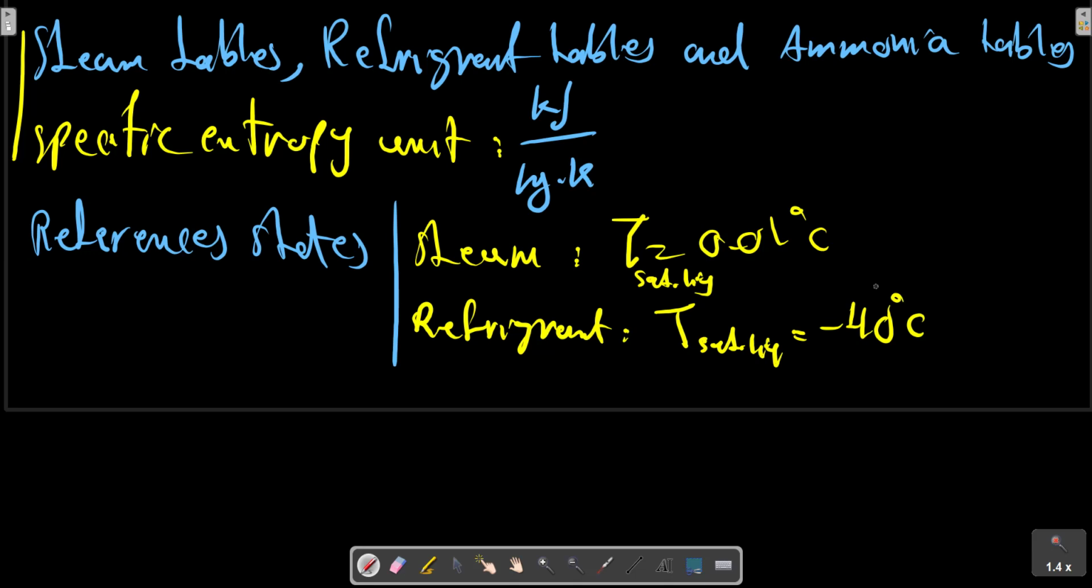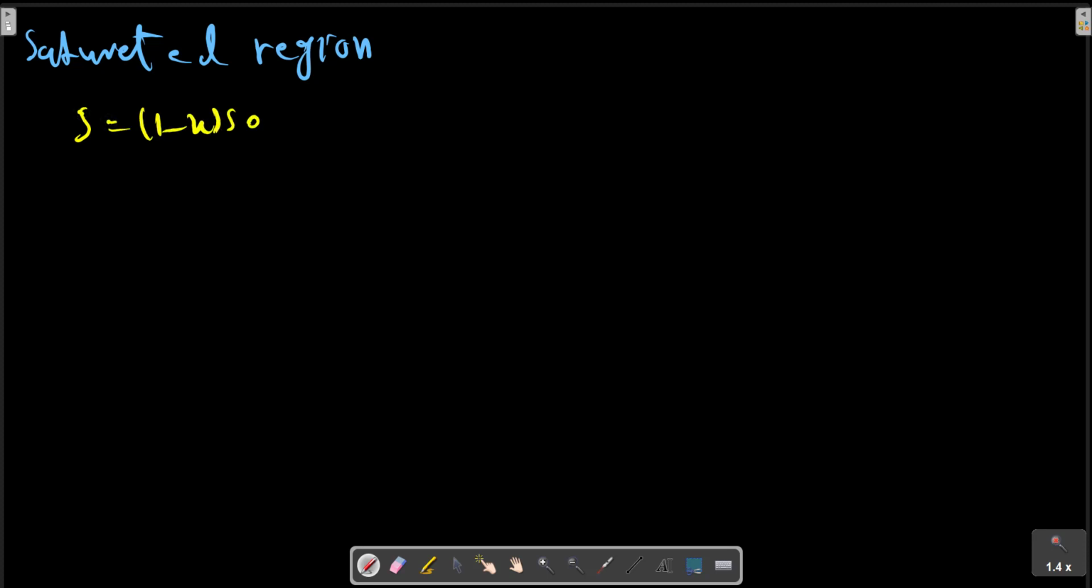In the saturation region, the entropy can be calculated using the quality. The relations are similar to those for specific volume, internal energy, and enthalpy, which say that S, for example, equals (1 minus quality) times Sf plus x times Sg.